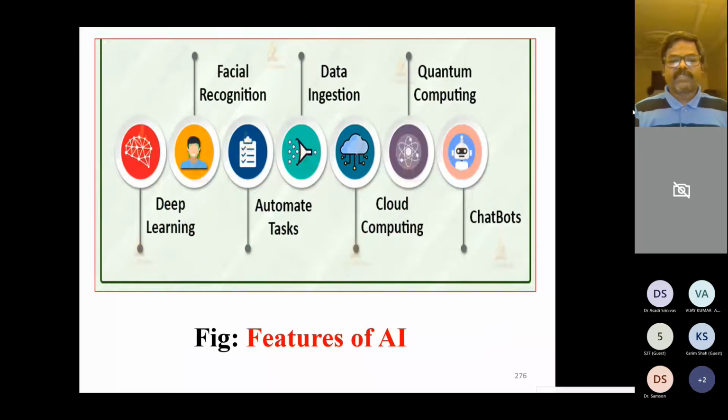Then what are the major features of artificial intelligence? The first one is deep learning. Deep learning is nothing but learning from observational data in a deep manner by using various inputs and hidden layers. Then facial recognition, where we are solving various biometric and other applications. Automated tasks, data ingestion, cloud computing, quantum computing, chatbots. These are the various features of artificial intelligence.